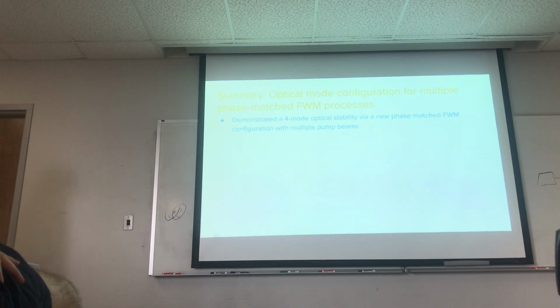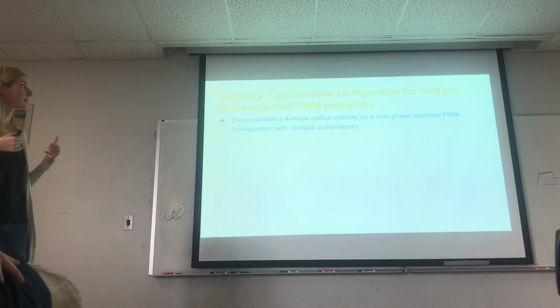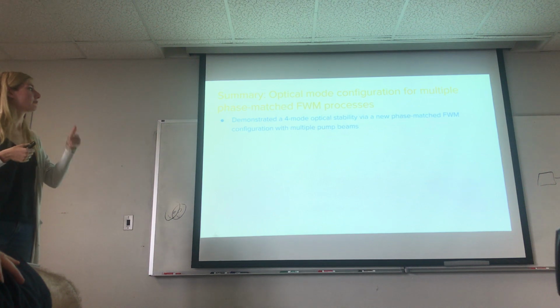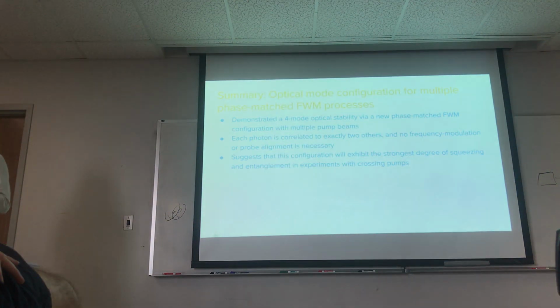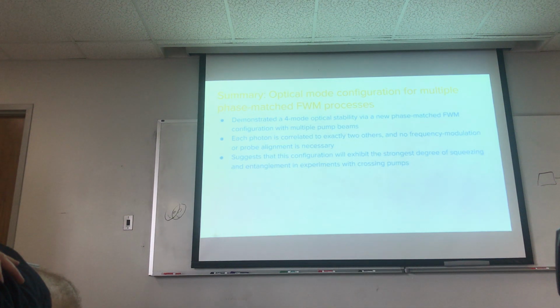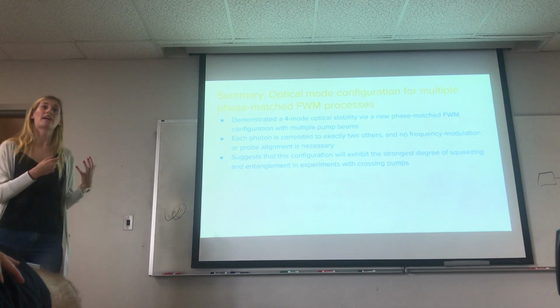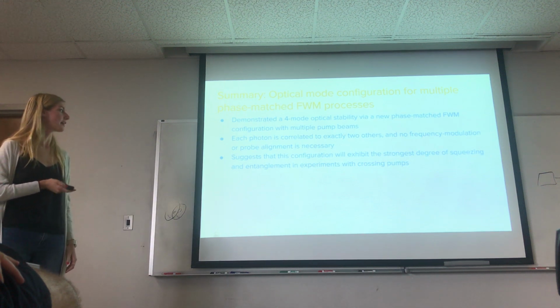So in summary for this paper, we demonstrated this 4-mode optical stability that's pretty robust and stable and balanced using a new phase match forward mixing configuration with 2 crossing pump beams. In this case, each photon is correlated to exactly 2 others, and it's unseeded, so you don't need any frequency modulation, you don't need any AOMs or EOMs, and you don't need to align any probe beams. This balanced output, this 4-mode output, suggests that this configuration is going to exhibit the strongest degree of quantum correlations in experiments with 2 crossing pumps. The fact that it happens without a seed sort of suggests that.